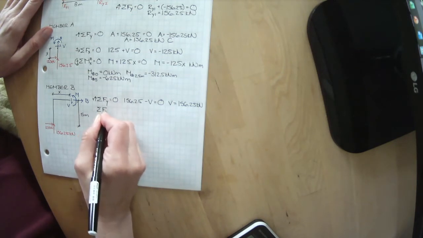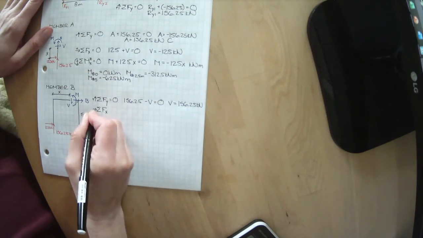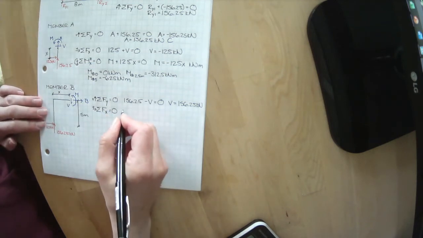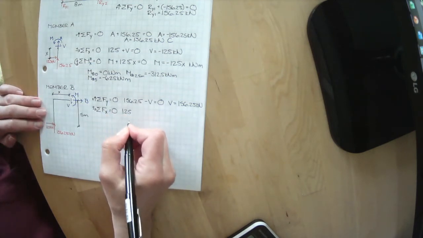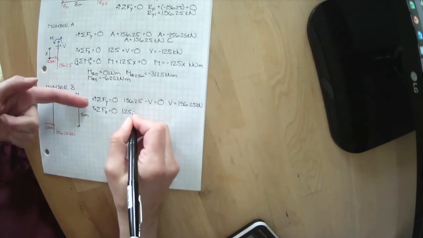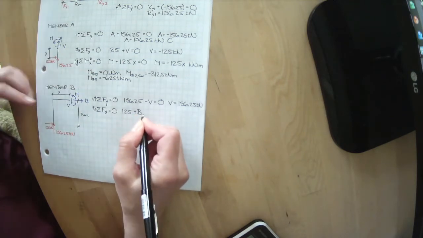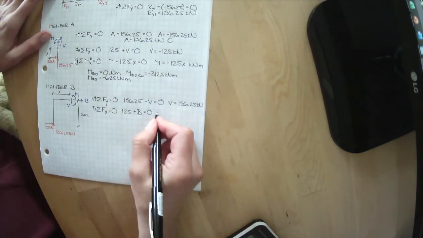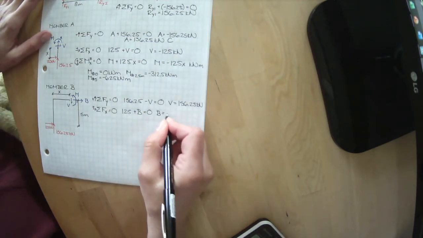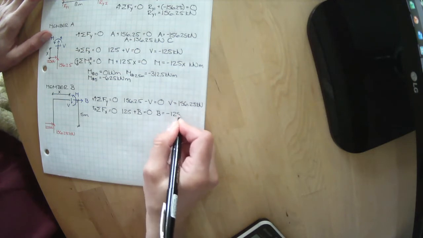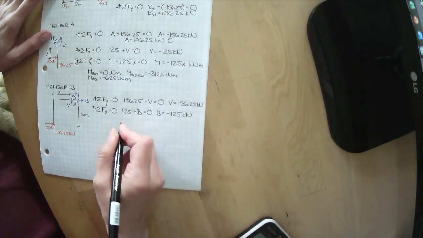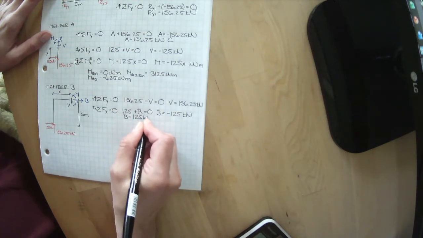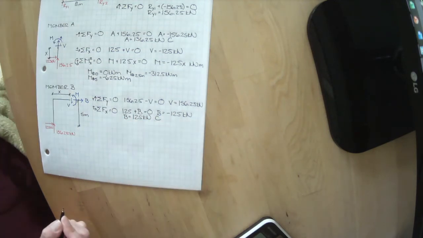Let's sum our forces in the x direction, with everything going in that direction being positive. We've got 125 kilonewtons going that way, plus B going that way, and it looks like that's all we've got. Or B equals minus 125 kilonewtons, or B equals 125 kilonewtons in compression.